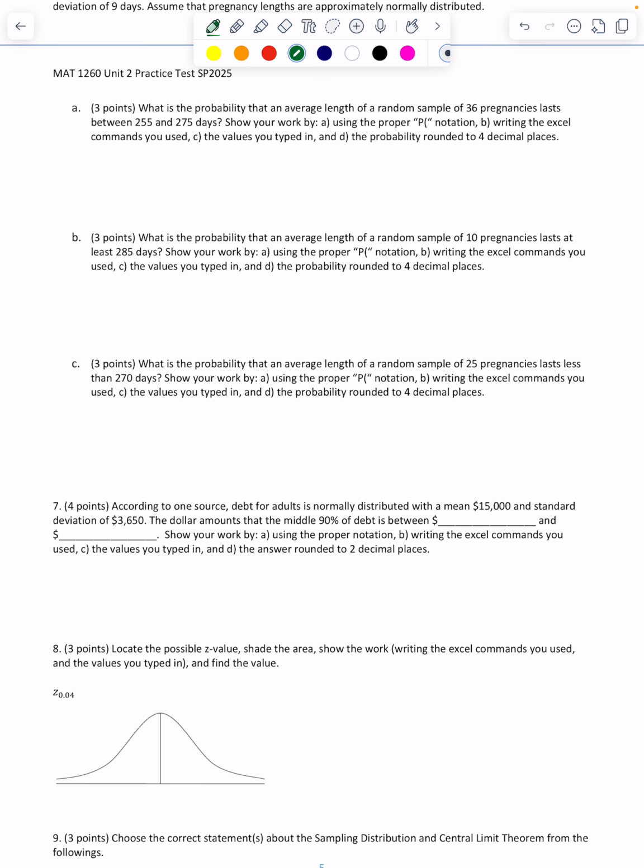6 is different than 5 because if you look at question A, what is the probability that the average length of a random sample of 36 pregnancies? So we're not talking about an individual. We are talking about a group of 36. So to start, between 255 and 275, 255 is my lower bound. I'm talking about a random sample, so I want the sample mean to fall between 255 and 275.